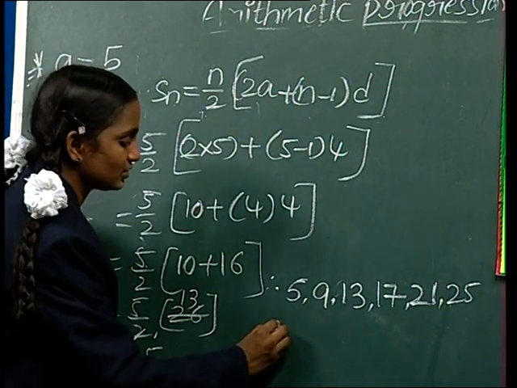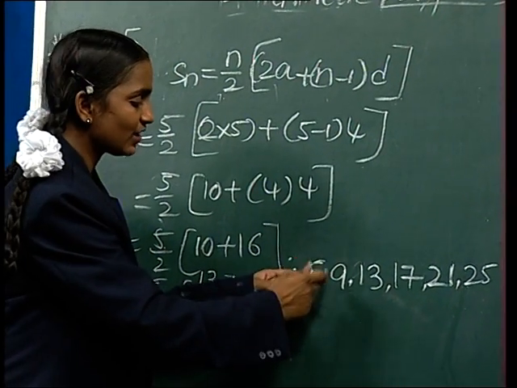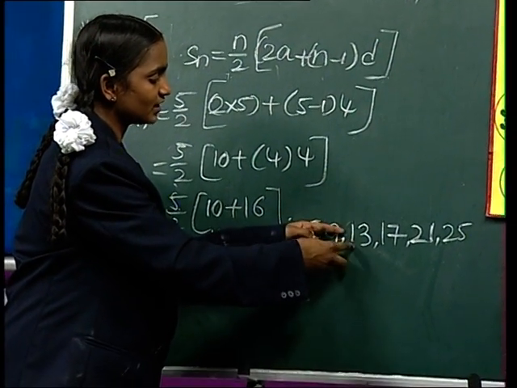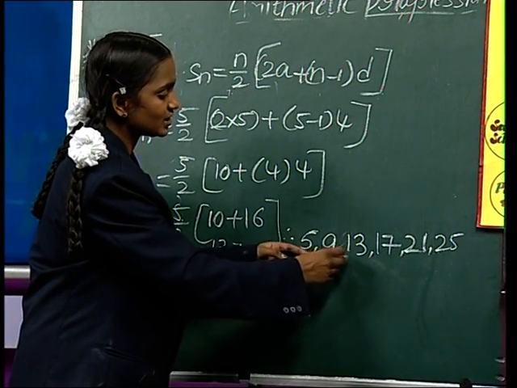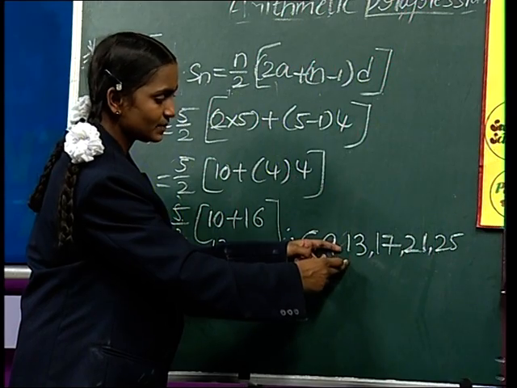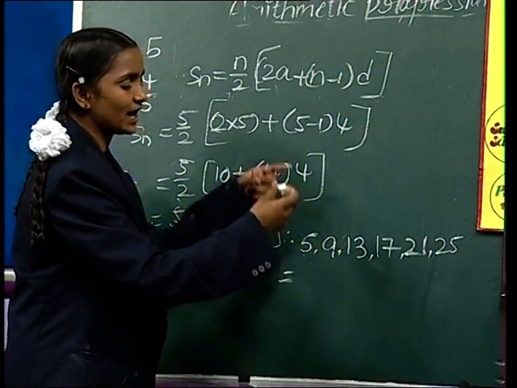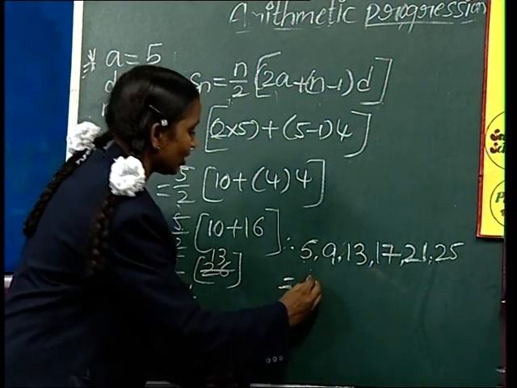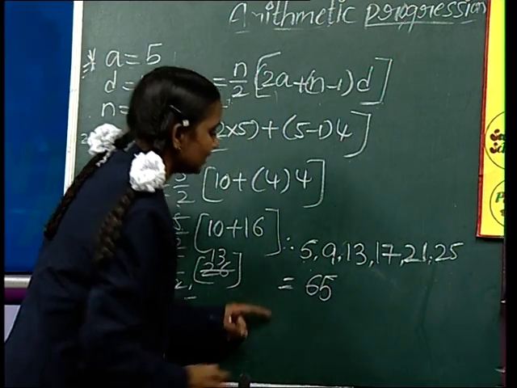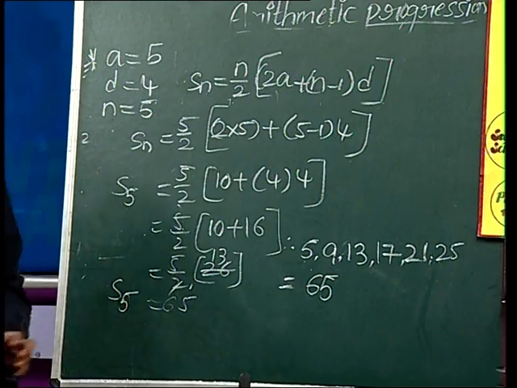Now let us do the sum: 9 plus 5, and then the value we get we have to add here. That means 9 plus 5 it becomes 14, 14 plus 13 it becomes 27, 27 plus 17 it becomes 44, and 44 plus 21, and then the value we get is the sum here. Then we got the sum of 5 terms is equal to 65. See here.